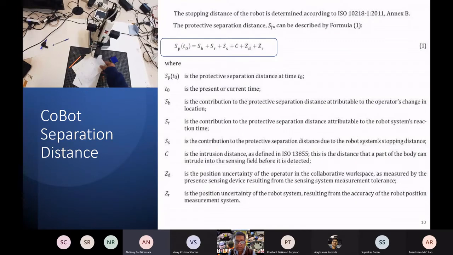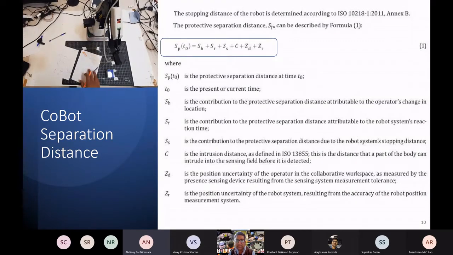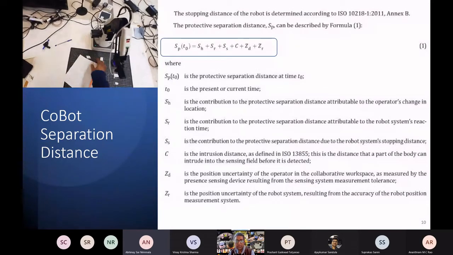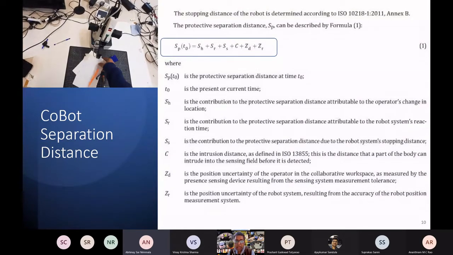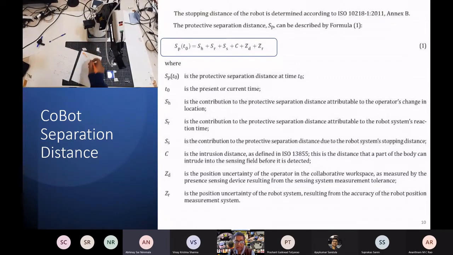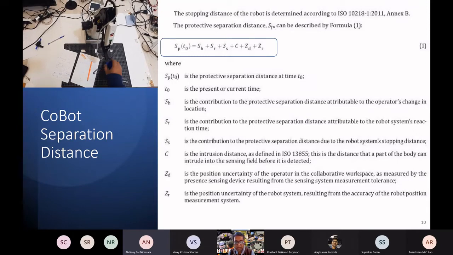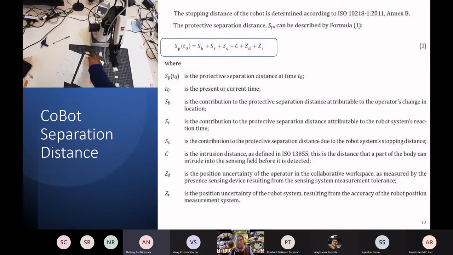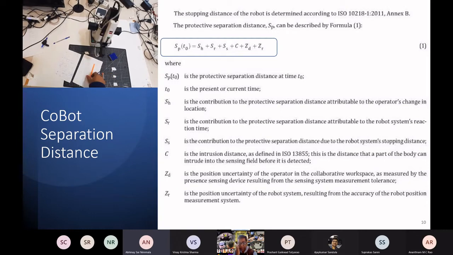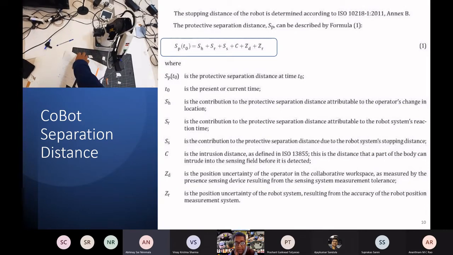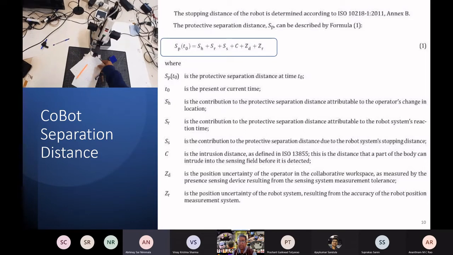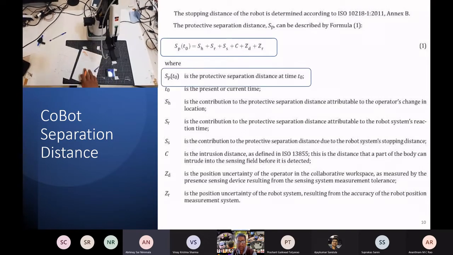And the formula consists, as you can see, of six parts. The last three parts are more or less constant, or they can be predicted based on the minimum distance required and prior knowledge about uncertainty of the motion. And this remains constant when the robot and hand are moving. Maybe there may be some variability due to this uncertainty in movement. But the first three terms, S_H, S_R, and S_S, we have to look into in further detail.